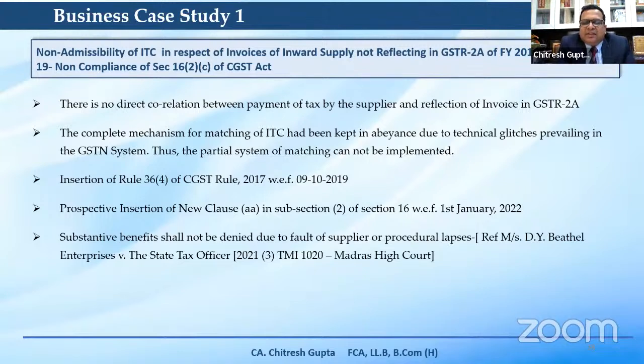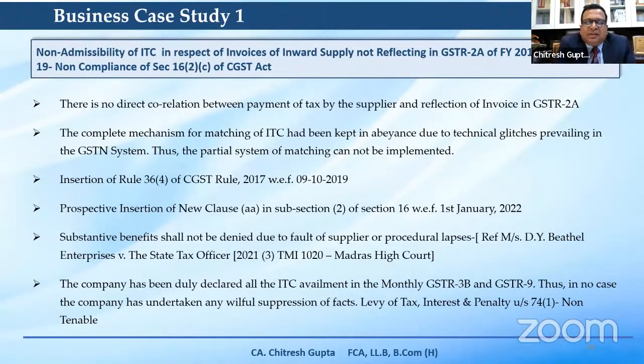or get the ITC reversed by the recipient, first of all, the department has to initiate the recovery proceeding or adjudication proceeding against the defaulting supplier. And if the department cannot succeed against the defaulting supplier, only then can it issue the notice to the recipient.